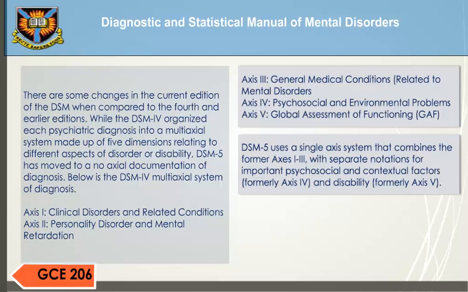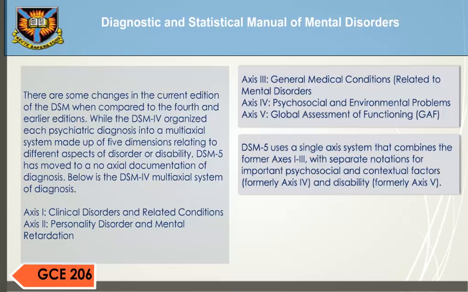Axis 1, clinical disorders and related conditions. Axis 2, personality disorder and mental retardation. Axis 3, general medical conditions related to mental disorders. Axis 4, psychosocial and environmental problems. Axis 5, global assessment of functioning.